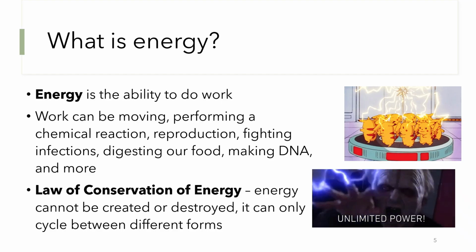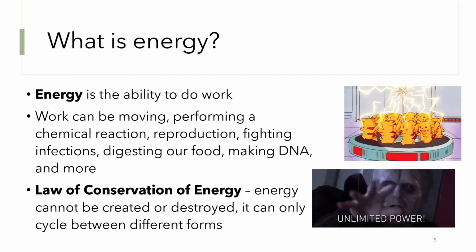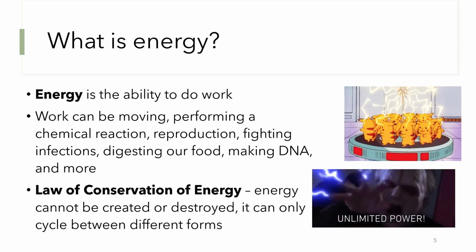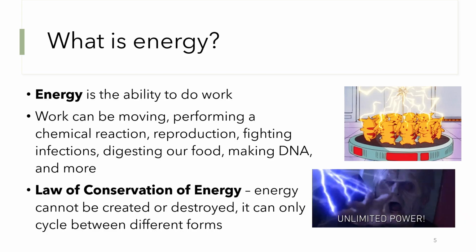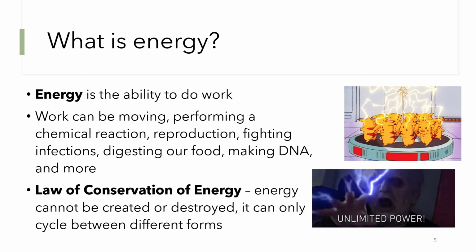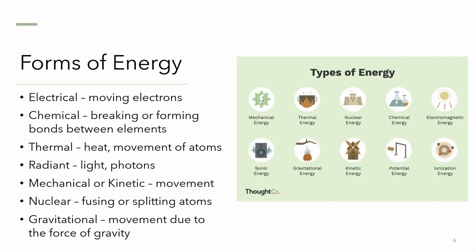And no matter what, everything still must conform to the law of conservation of energy, where energy can't be created, it can't be destroyed, it only cycles between different forms. And that's exactly what we're going to be seeing when we talk about cellular respiration and photosynthesis. How does the cell capture energy in one form and modify it and convert it and cycle it between different forms to do the work of the cell?